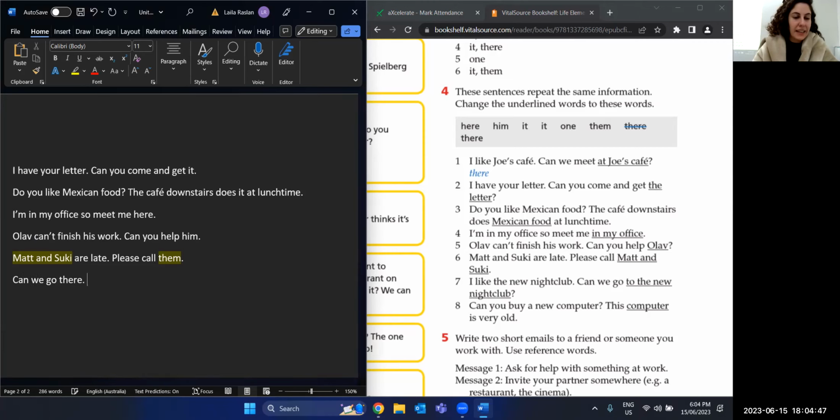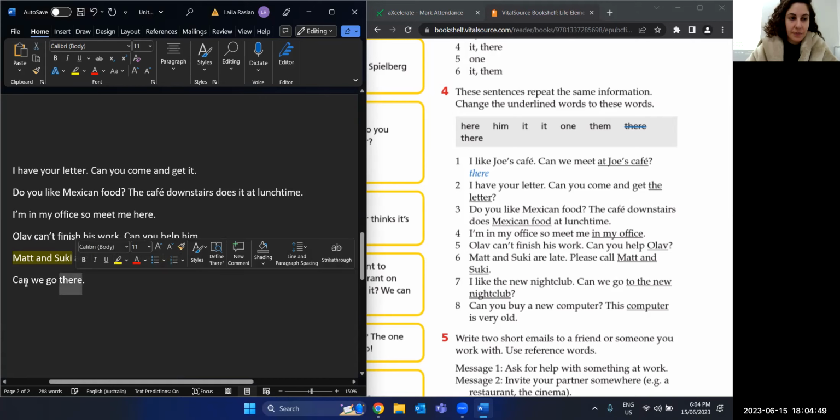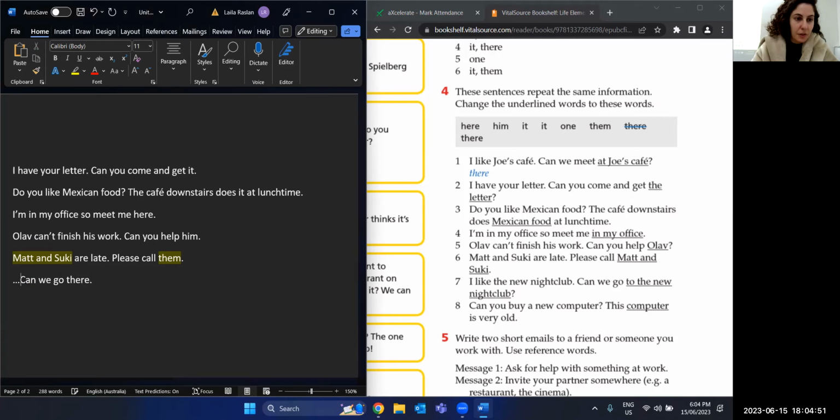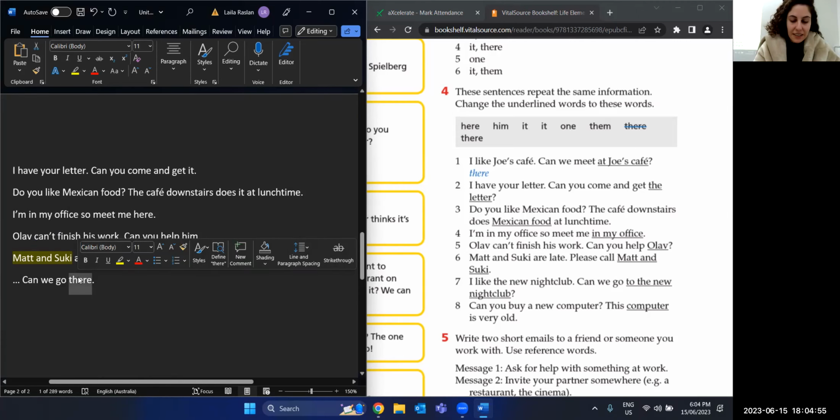Yeah, for a place, can we go there? So we have a sentence before, and then we say, can we go there? So you never start the sentence with there because I don't know where you're talking about. So you have to say the place first, and then after you can use the word there. That's good.